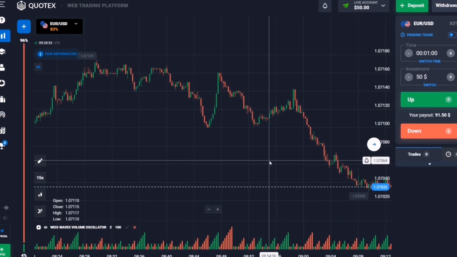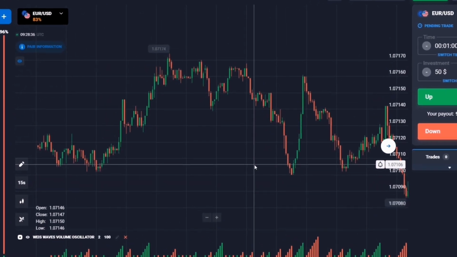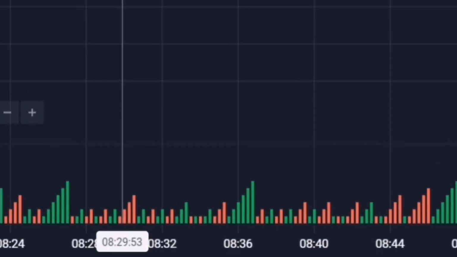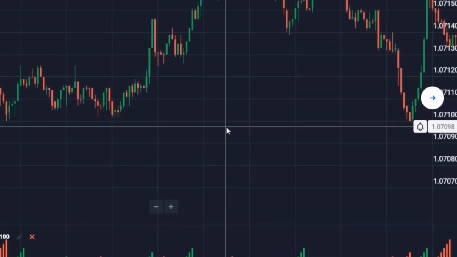When the price moves in the flat zone, or there is a pullback in the opposite direction, in this moment the indicator shows red and green histograms alternately. This is not a clear signal.